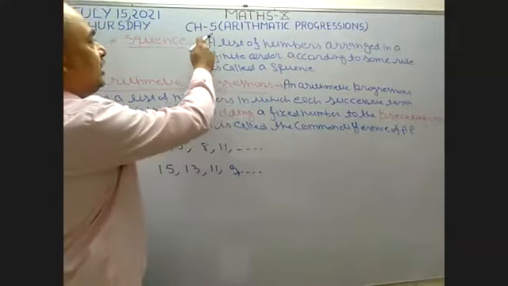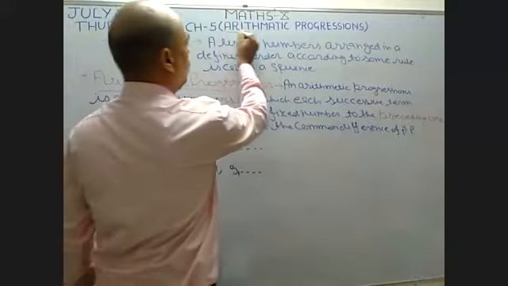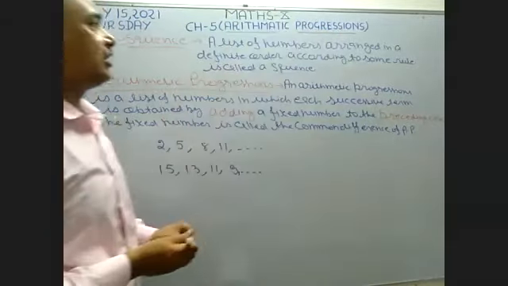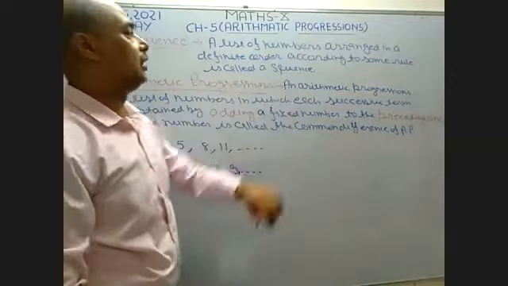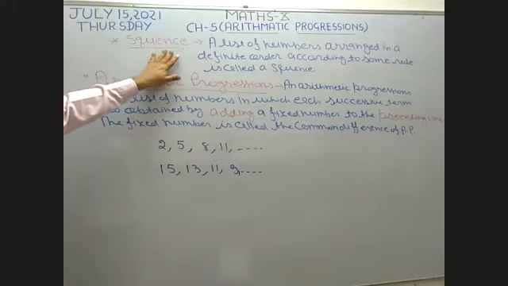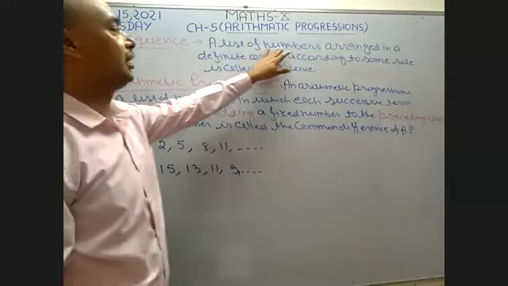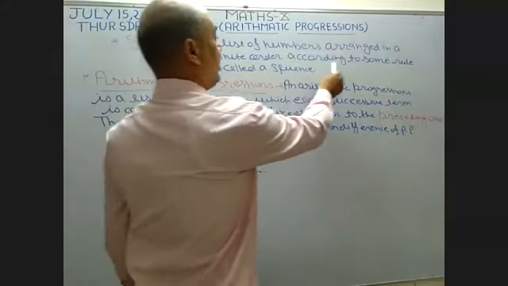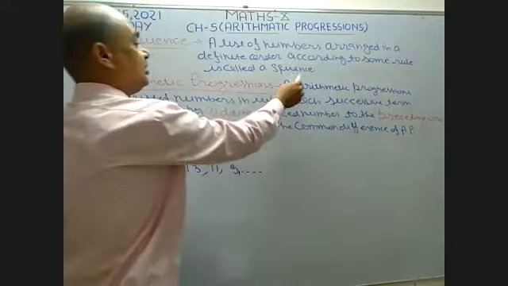Today we are going to start chapter number 5, arithmetic progression. So first of all, you have to know what is the meaning of arithmetic progression. I write here sequence. I want to tell you the definition of sequence. A list of numbers arranged in a definite order according to some rule is called a sequence.